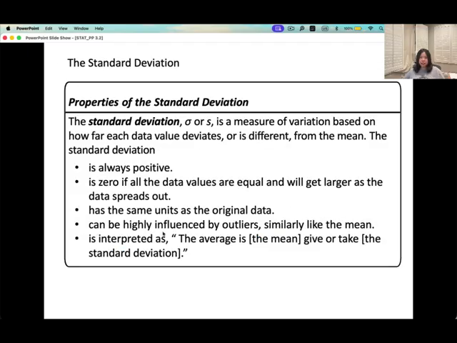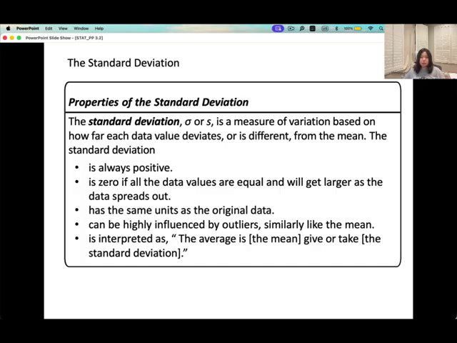And then can be highly influenced by outliers, similarly like the mean. So remember that from the previous sessions, we talked about how the mean is very sensitive to the outliers. Same idea with the standard deviation, very sensitive to the outliers. Last one is interpret as the average is the mean, give or take the standard deviation. So this is a simple way to explain what standard deviation measures.